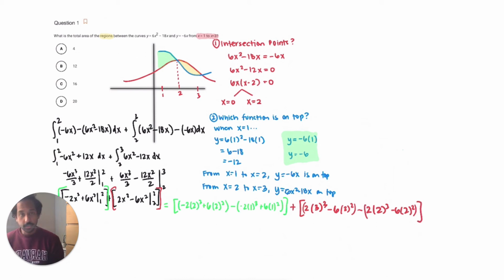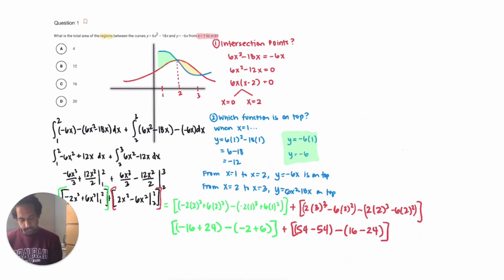All right, so now we just math it out. 2 cubed is 8 times negative 2 is negative 16, so we get negative 16 plus 2 squared is 4 times 6 is 24, minus negative 2 plus 6. All right, and then we add here. 3 cubed is 27 times 2 is 54 minus 3 squared is 9 times 6 is 54. Oh, that's kind of nice. Minus 2 cubed is 8 times 2 is 16 minus 2 squared is 4 times 6 is 24.